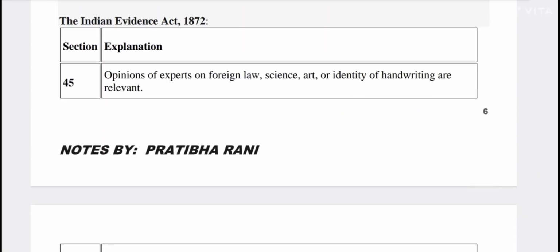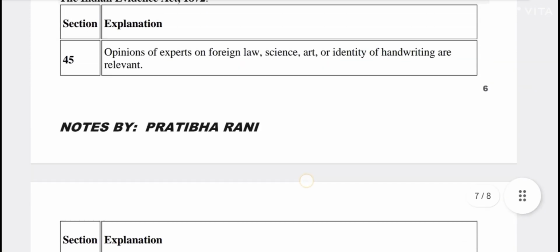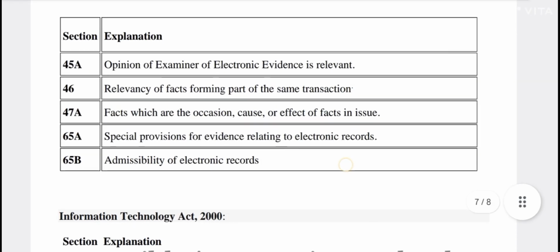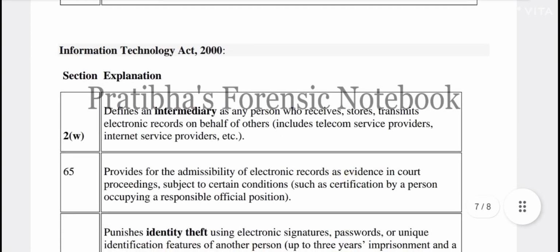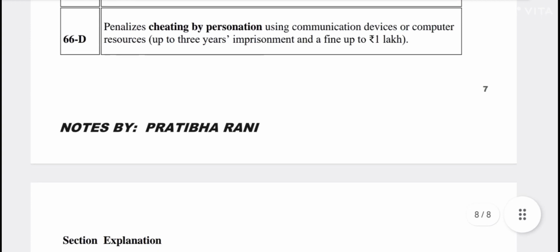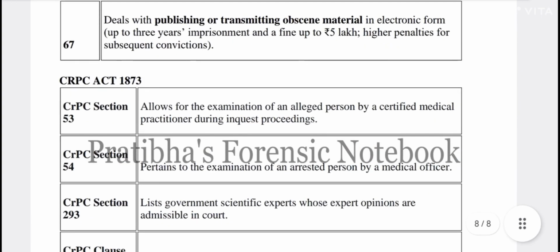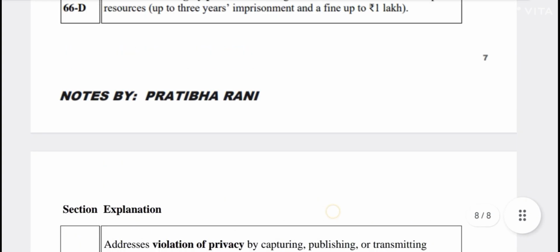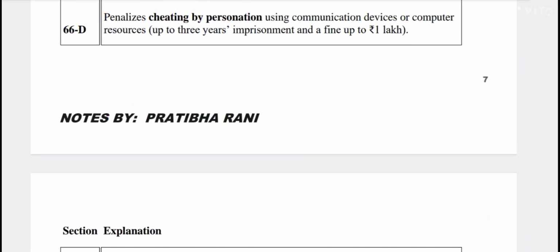Here are some more acts, like the Indian Evidence Act 1872, and you can study section 45. 45A is related to the opinion of the examiner on electronic evidence. 65A is special provisions for evidence related to electronic records, and 65B is admissibility of electronic records. Next is the Information Technology Act 2000. You can study these on your own, guys. I'll share the notes, and here I have also written the CrPC Act and some important sections.